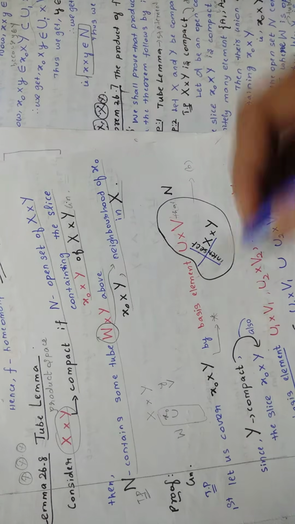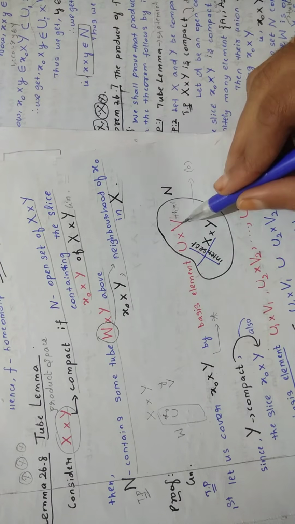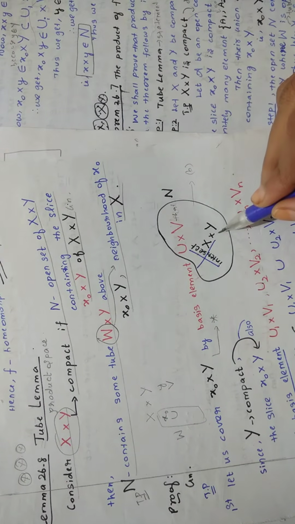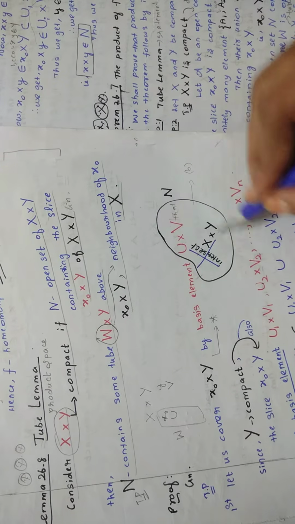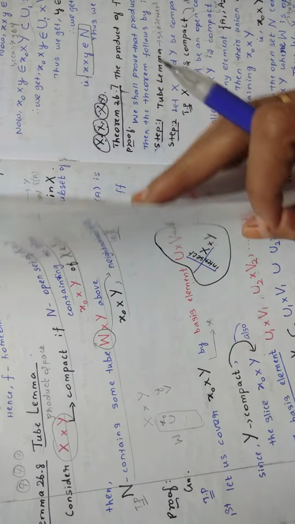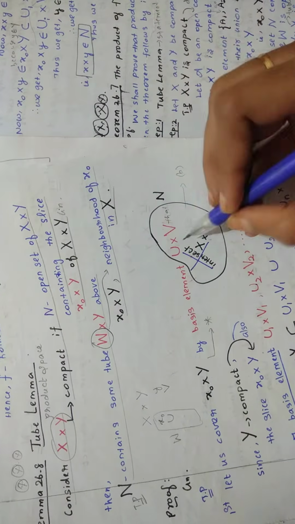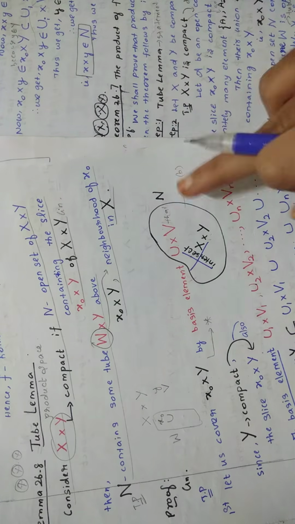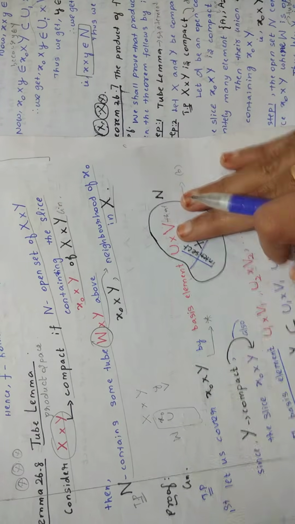Okay, in the sentence you will write, after writing let us cover X naught cross Y by basis element U cross V that intersects our product space X cross Y. Okay, that means our U cross V intersect X cross Y. And then you will write, and contained in N. It means this U cross V is present inside where? Our open set N. Okay, that is what you will write in the first line.